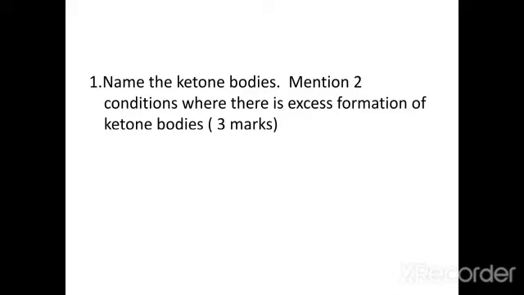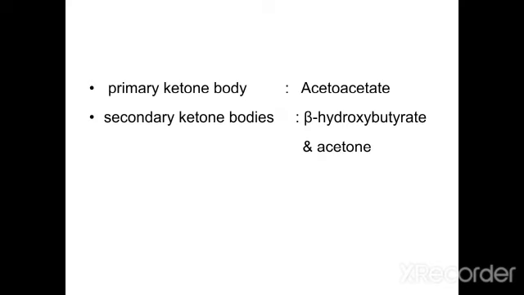In this video, we will discuss two questions. First one is, name the ketone bodies, mention two conditions where there is excess formation of ketone bodies. Acetoacetate is the primary ketone body and secondary ketone bodies are beta hydroxybutyrate and acetone. Ketone bodies, they are formed in the mitochondria of liver.